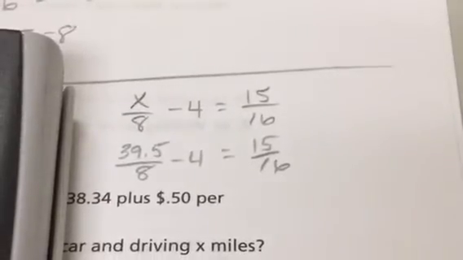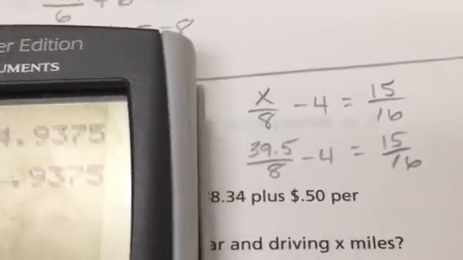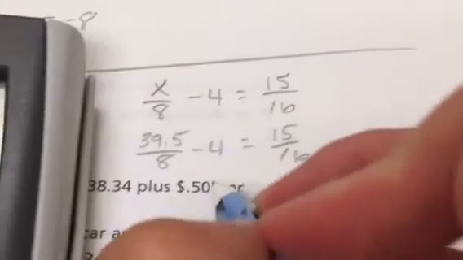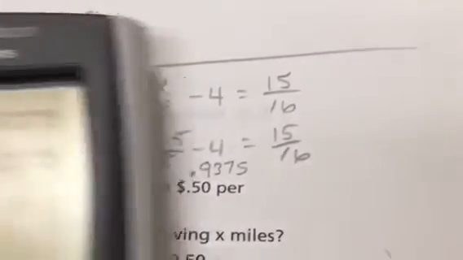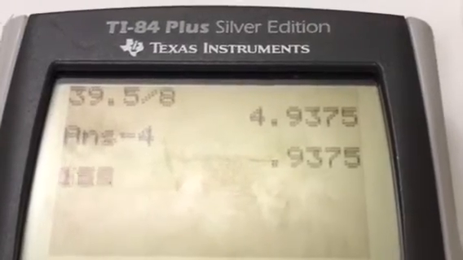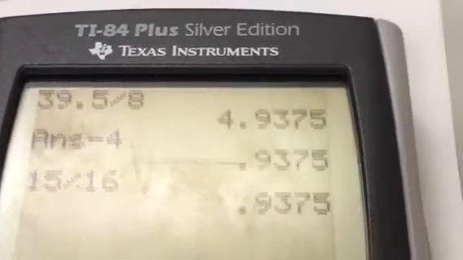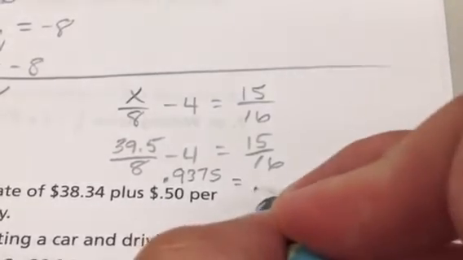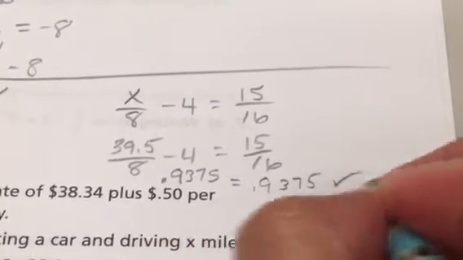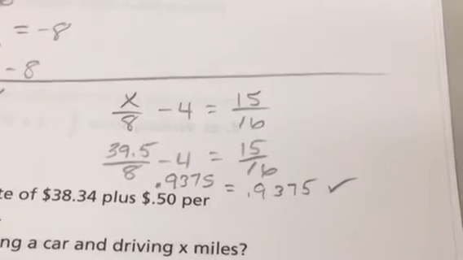So we get this decimal of 0.9375, so that's what this side is equal to. Let's see if 15 divided by 16 is also equal to that. And it is. So our answer checks. That decimal is equal to that. Check. Okay, well, let's jump to 2-3.